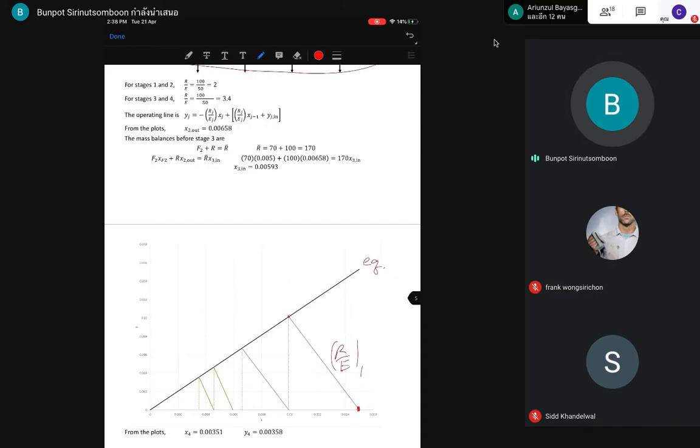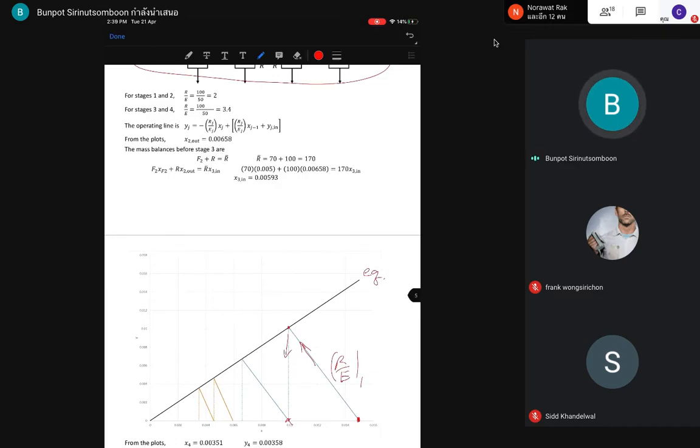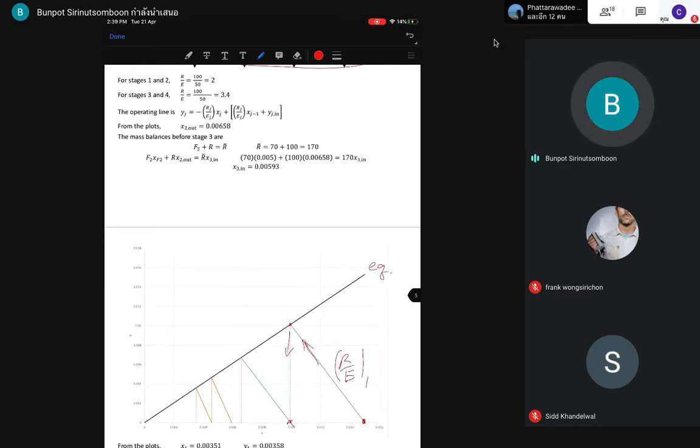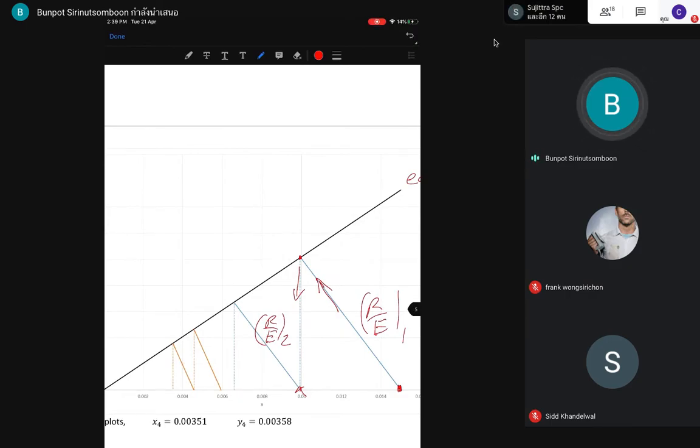And then you go straight down to this point right here, which is the feed composition that gets into stage 2. Okay, and then you find R over E for stage 2. So you know the point, you know the slope, then you can draw the line and again hit the equilibrium at this point here, and then you go down here.